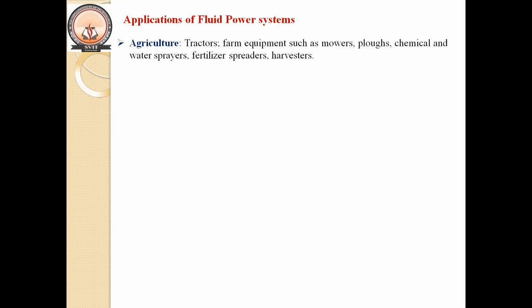In that, the first one is in agricultural field. This fluid power system can be used in tractors, farm equipment such as mowers, plows, chemical and water sprayers, fertilizer spreaders, and harvesters. And even in automobile industry, we can utilize this fluid power system. Example, power steering, power brakes, suspension system, hydrostatic transmission system.